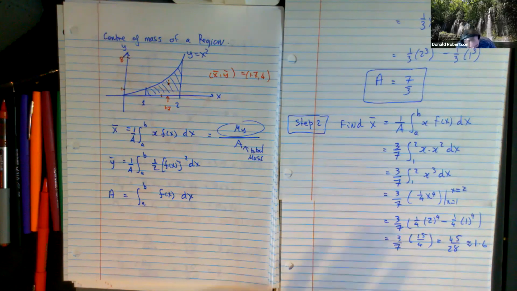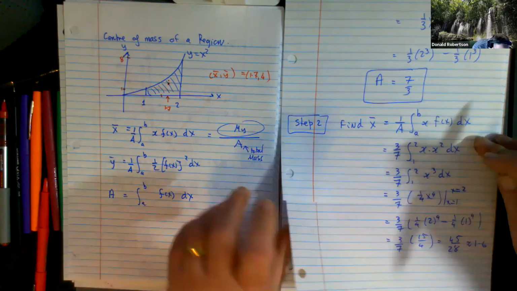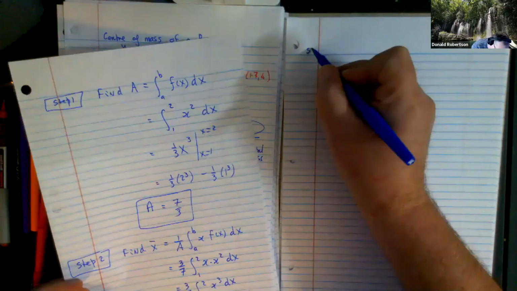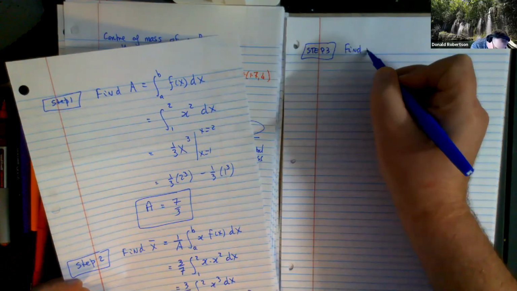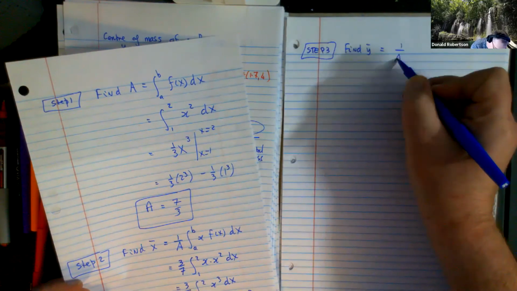So far, so good. Now, you know what step 3 is going to be, isn't it? Find y bar. Right, so not going to be too much surprise there. So step 3, find y bar, which is this integral.